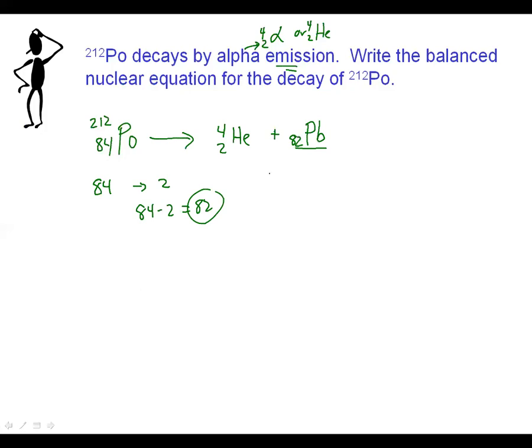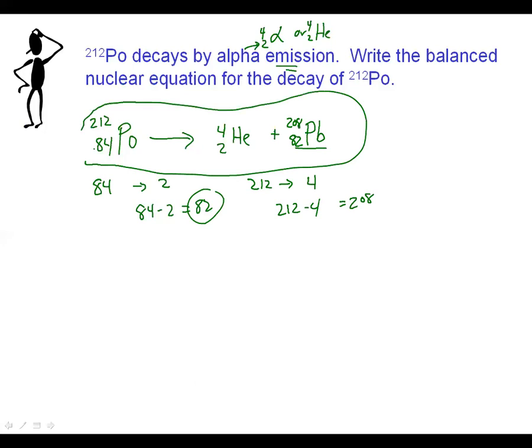Now for our mass number, we want to do the same thing. On the left-hand side, we have 212. On the right-hand side, we have 4. So 212 minus 4 is 208. So this would represent our balanced nuclear reaction.